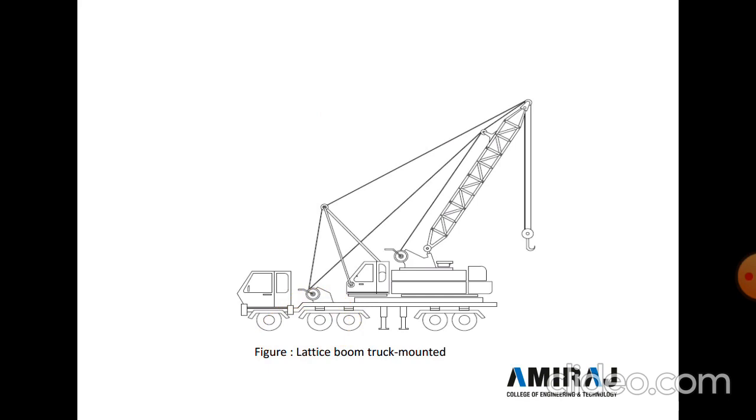Next is a lattice boom truck mounted. So here boom truck mounted. So here the crane hook is provided, and boom is provided. So it's mounted on a truck, and this crane is easily transported from one place to another place for the purpose of lifting the material.